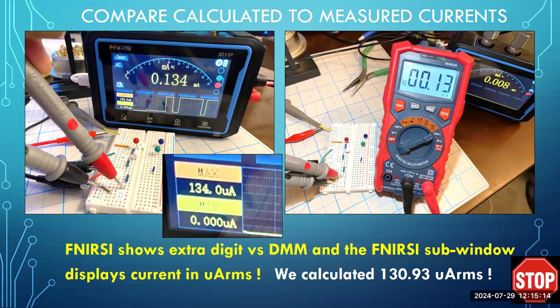Well, interestingly enough, there's a little inset screen that appears on the lower left of your tablet oscope, and that inset screen does actually show the current in units of microamps. There's the U and there's the A, 134 microamps, which is really, really nice that it has this degree of resolution for an ammeter. And if you look on the screen, we had actually calculated 130.93 microamps RMS.